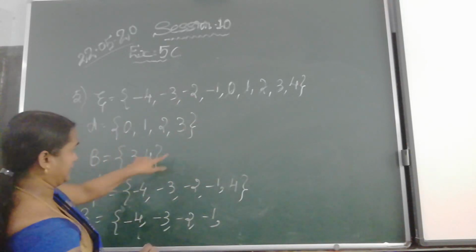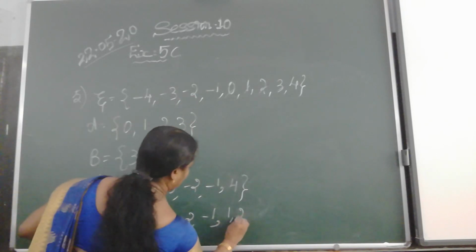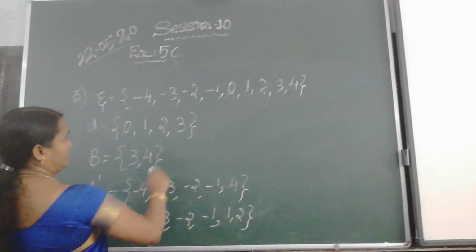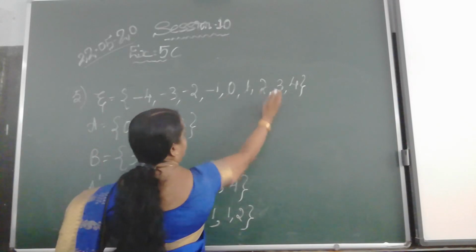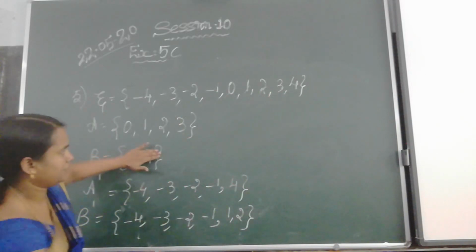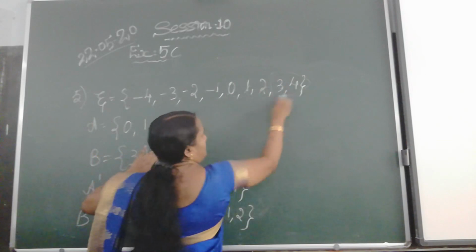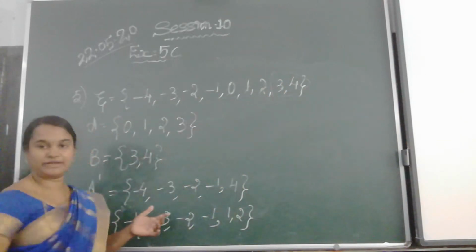We are given 3 and 4. That means 1 and 2 also we have to write. Just which are there? 3 and 4. This 3 and 4 is there in the B, that no need to write. Everything else we will write.